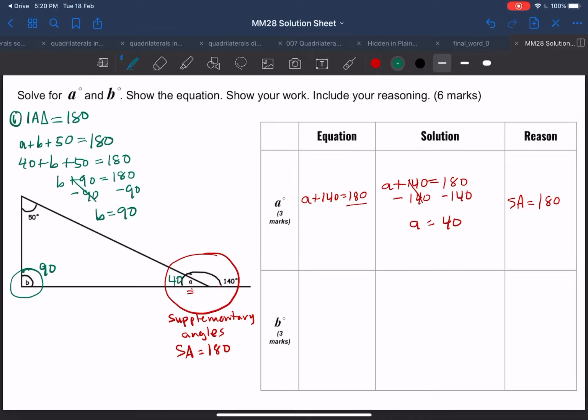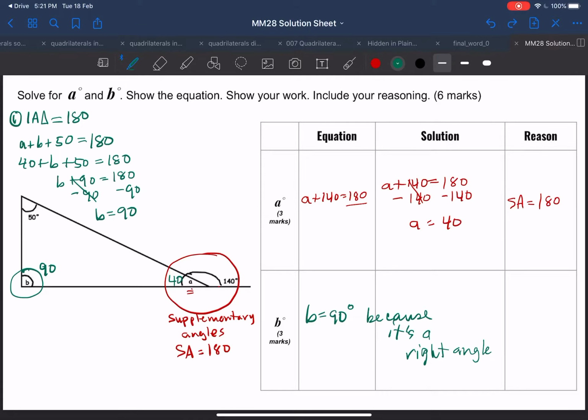Now, a lot of you answered it this way: B is 90 degrees because it's a right angle. How do you know it's a right angle? Just because it looks like a right angle does not mean it's a right angle. You need to prove it. Or there should have been the tiny square sign. If that was there, then you can assume it's a right angle.